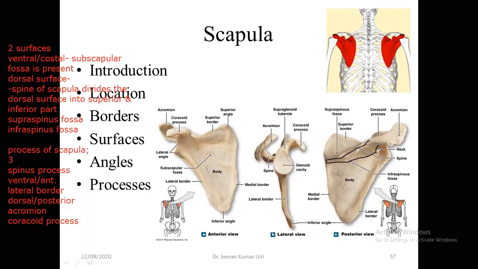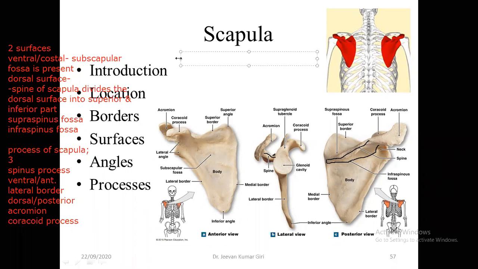Next is the lateral border. The lateral border forms the boundary of the spinoglenoid notch. There is a notch between the spinous process and the glenoid cavity. Can you see this notch here? This is the lateral border actually. So the notch between the spine and the glenoid cavity is the spinoglenoid notch. Okay. Now see here.